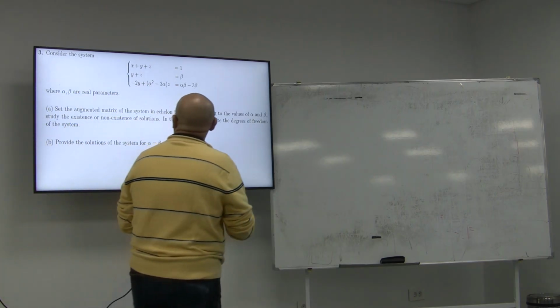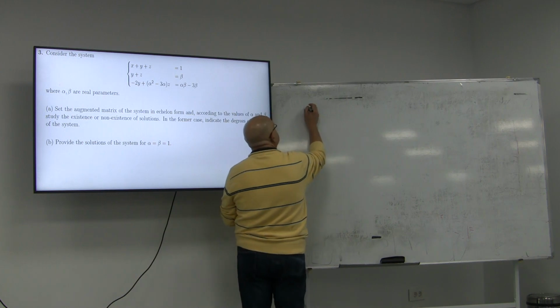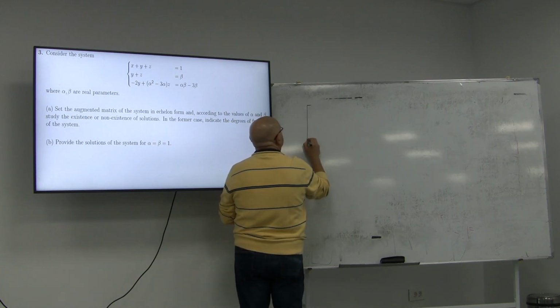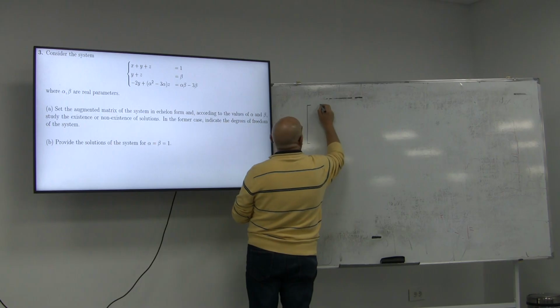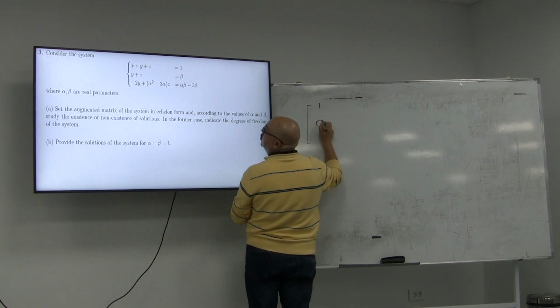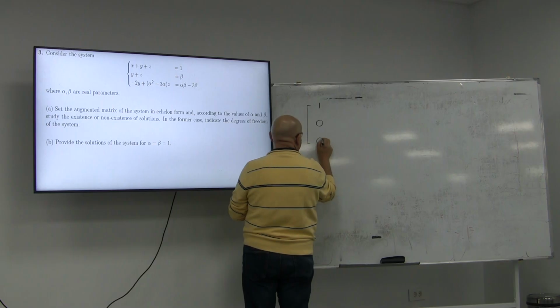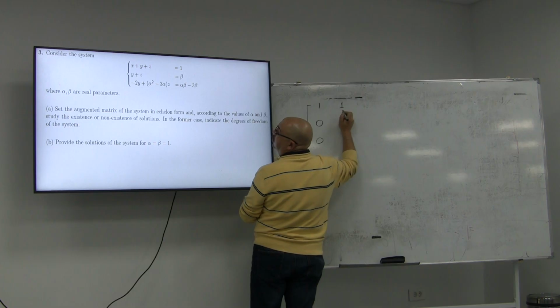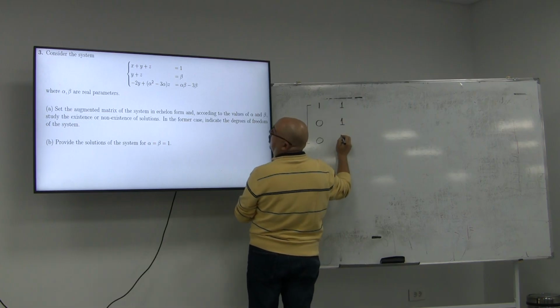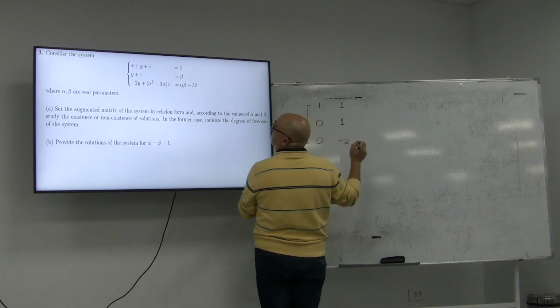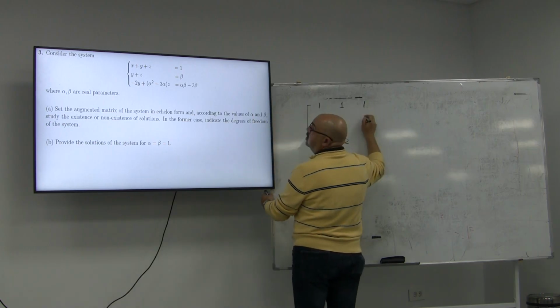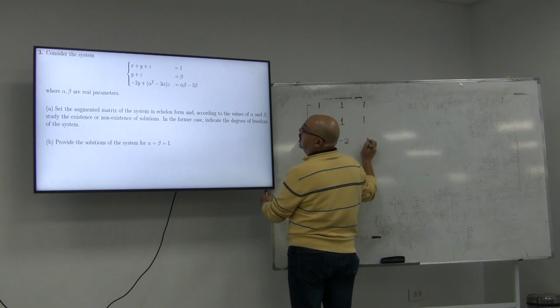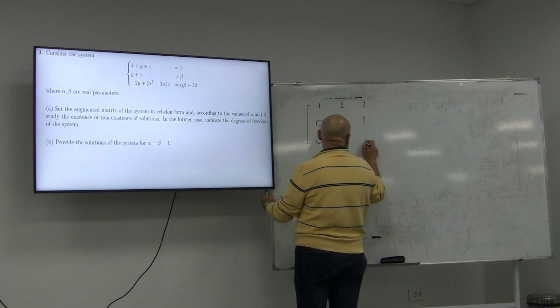The first step is to do what? The augmented matrix, which is going to be 1, then 0 for x, then 0 for x for the third equation, then I will have 1 of y, 1 of y, then negative 2. The third one will be positive 1, the z value, also equal to 1. The last column is going to be alpha squared minus 3 alpha, which is the value of z.